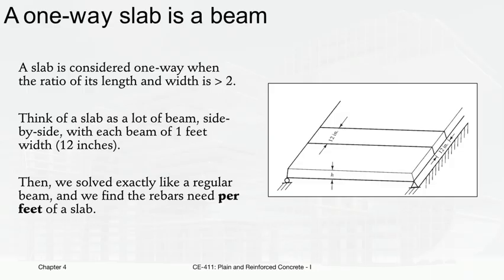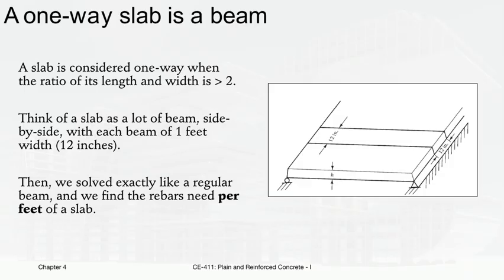A slab is considered one-way when its length to width ratio is equal to 2 or greater than 2. So when the ratio of the longer to the shorter side is equal to 2 or greater than 2, the slab will be one-way. But if it's less than 2, then that slab will be considered two-way, right?